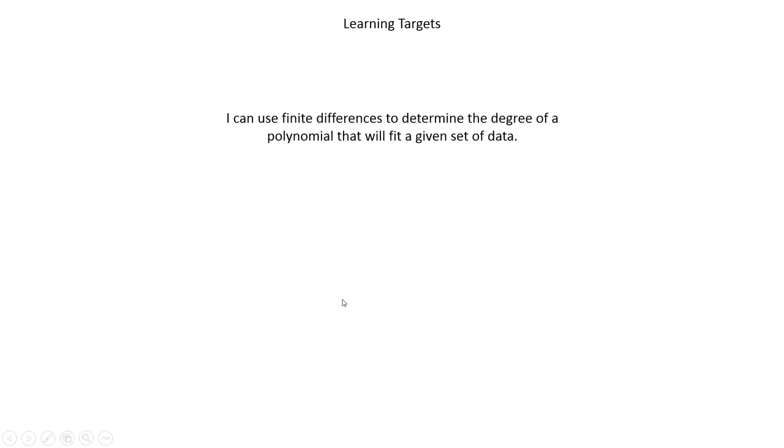One, I can use finite differences to determine the degree of a polynomial that will fit a given set of data. This is kind of like is it exponential or not? We're going to look to see, is it quadratic, cubic, quartic? We're looking at finite differences, so it's just adding and subtracting instead of the ratios that we were doing yesterday, which involved multiplying and dividing. And of the two learning targets, this is probably the hardest one.